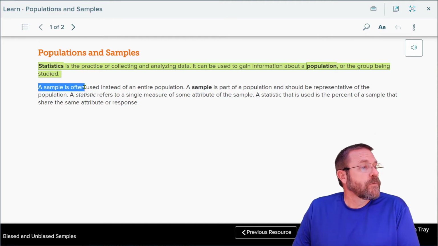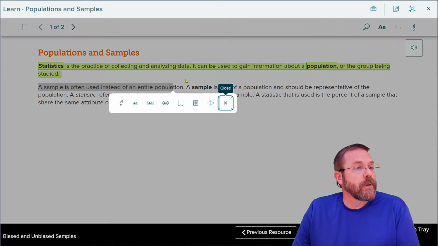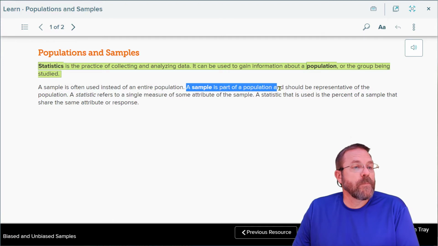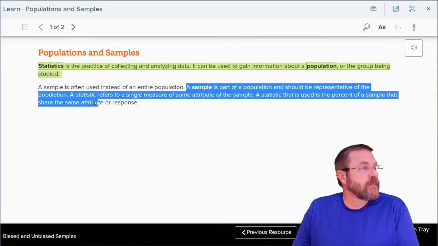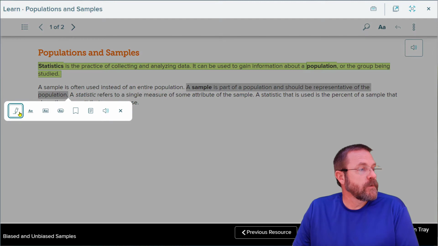A sample is often used instead of the entire population, and a sample is part of the population and should represent the population. And there's the next definition right there.